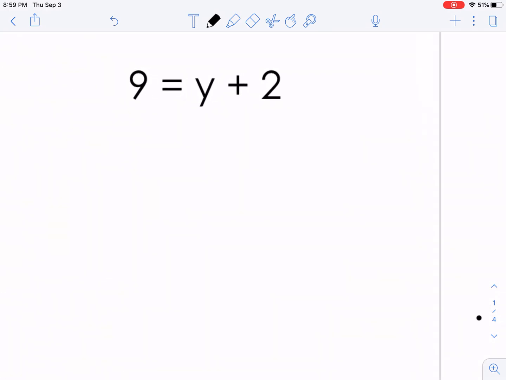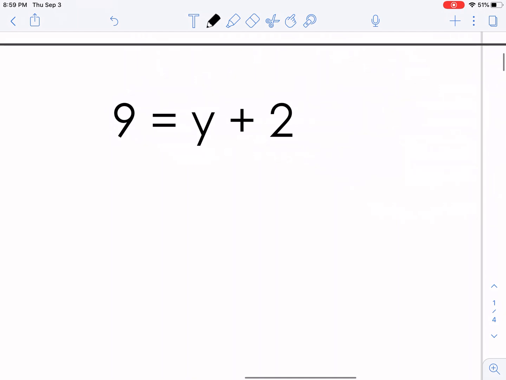Okay, so again, I want to get the variable by itself. That means I need to move this number to the other side. Well, how do we do that? Inverse operations. Okay, so what's the opposite of adding 2? Subtract 2. But again, whatever I do to one side, I have to do to the other. In this case, we're applying the subtraction property of equality.